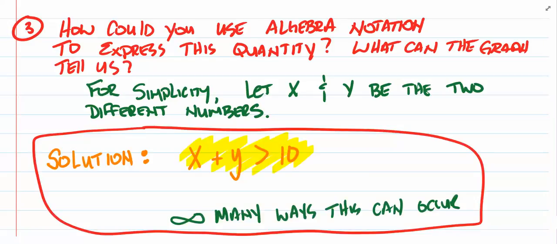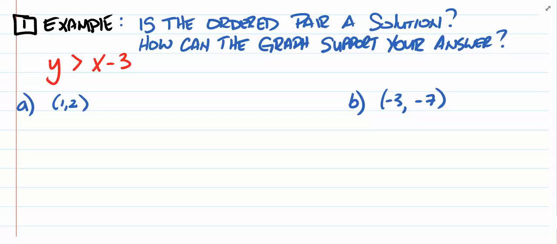Hopefully you got the answer of x plus y is greater than 10, and there are infinitely many ways that this can occur. This leads us right into the fact that we're going to be talking about linear inequalities. And what makes this an inequality is the fact that there is a greater than or a less than sign hidden within the inequality itself. It's no longer just an equal sign. Box number 1 is an example.